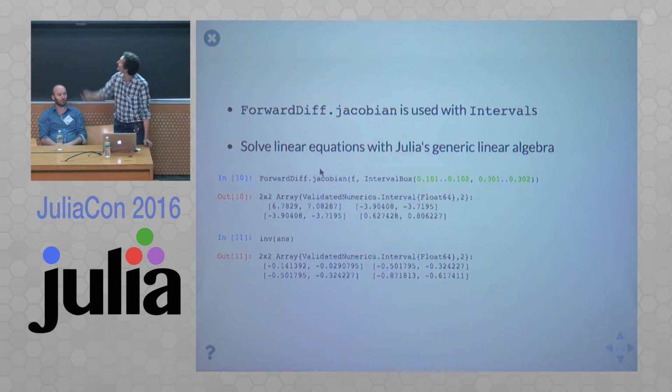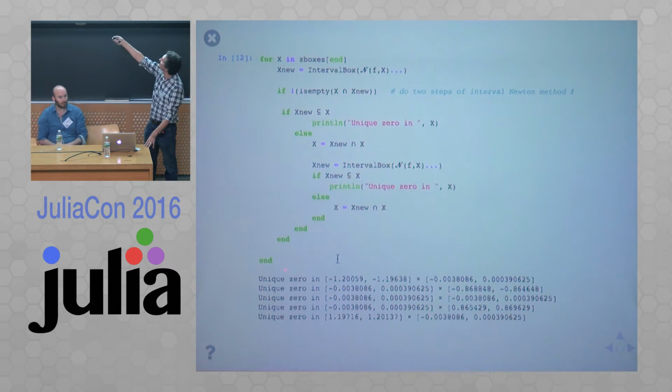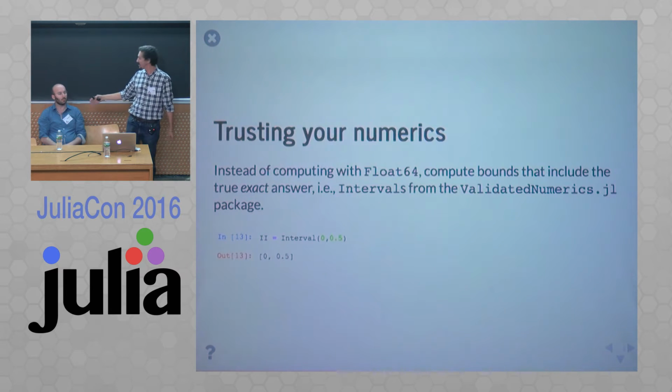Simply, these are the examples. So ForwardDiff actually works. These are the results for some intervals. The inverse also works. And at the end of the day, you get the five Lagrangian equilibrium points. So now we're sharing the stage.